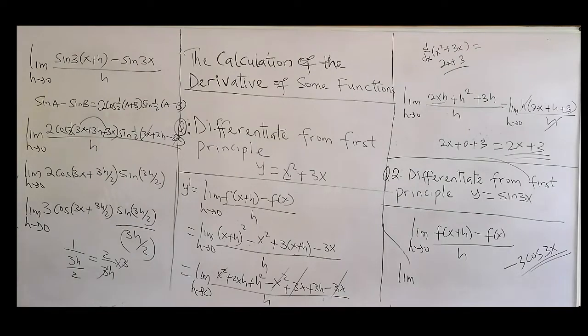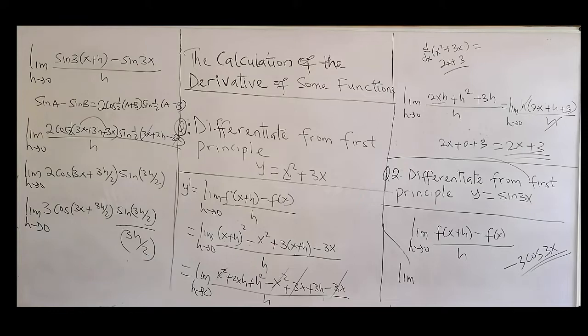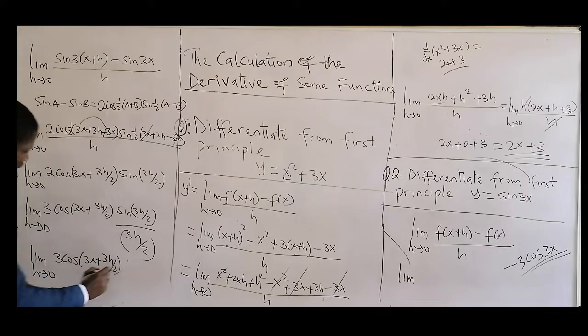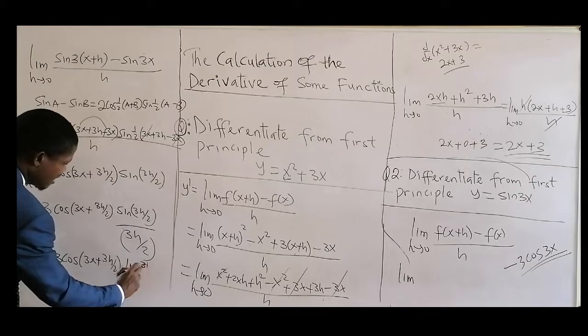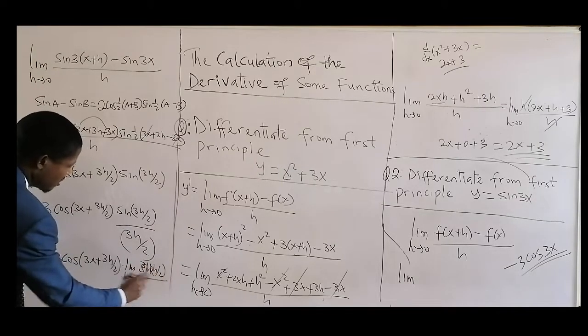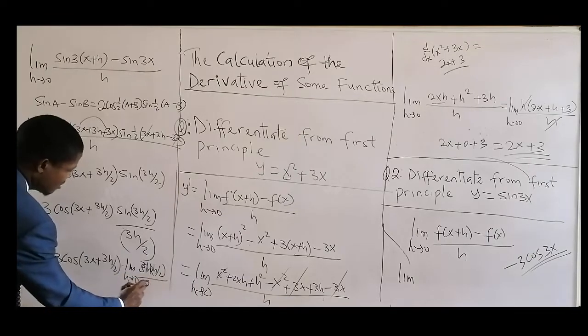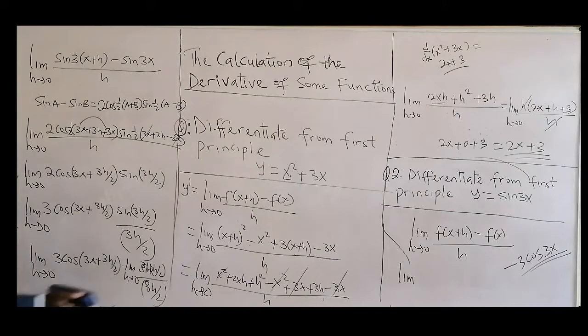So we now have the limit as h tends to 0 of 3 cos 3x plus 3h over 2, and then times the limit as h tends to 0 of sine 3h over 2, over 3h over 2. Okay, let's clean that one.